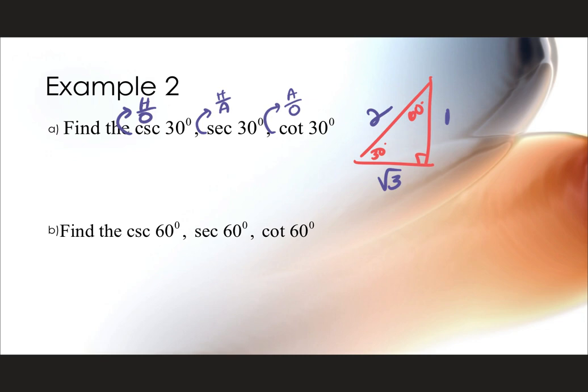And 30, we put in the corner on the bottom left. You can put it anywhere you want, but opposite it should always go to 1. So cosecant of 30 would be 2 over 1, which is 2. Secant of 30 would be 2 over square root 3, which gets rationalized to 2 root 3 over 3. And the cotangent of 30 would be adjacent over opposite, which is root 3.